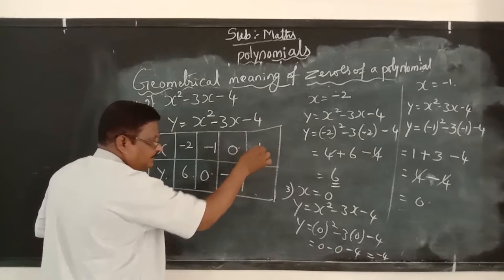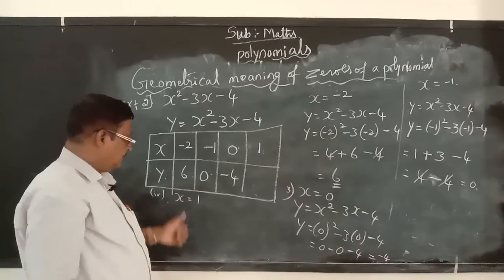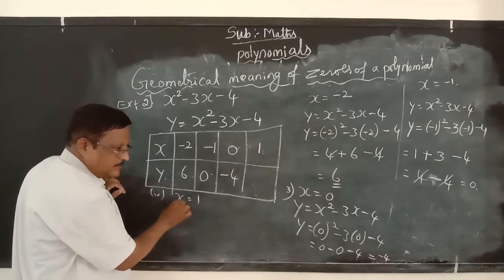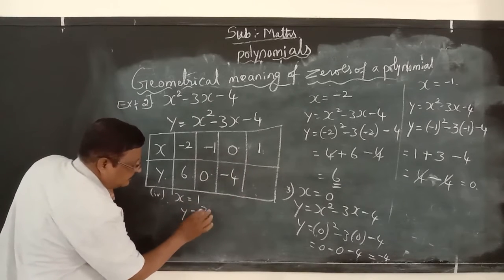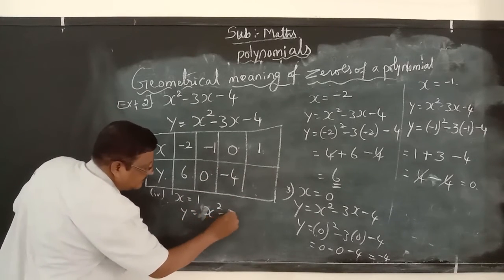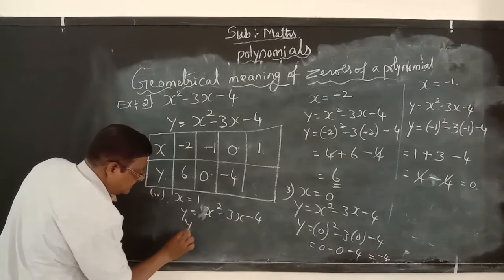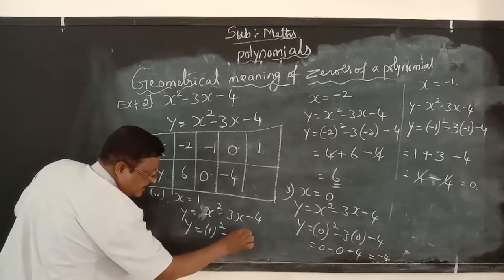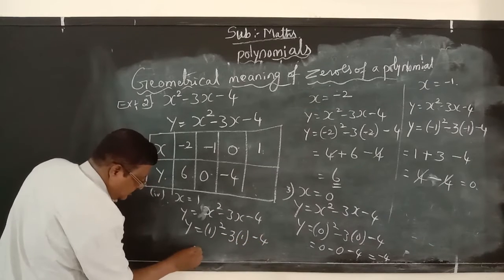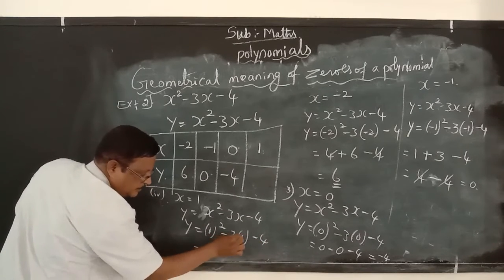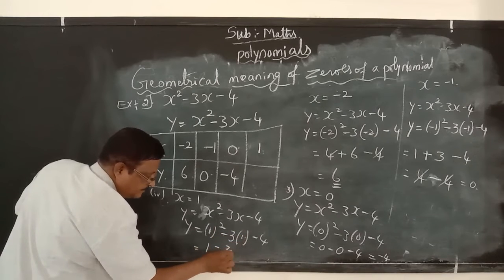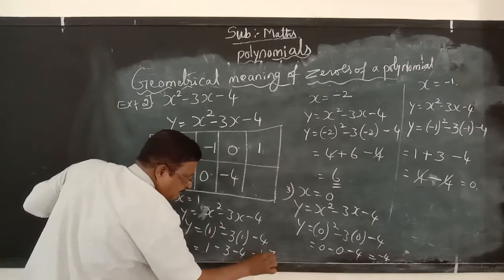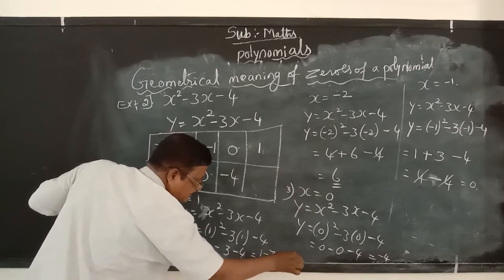x is equal to 1. Find the value of y. When x is equal to 1, you find the y value. y is equal to x square minus 3x minus 4, y is equal to 1 whole square minus 3 into 1 minus 4. 1 square is nothing but 1, minus into plus is minus, 3 ones are 3, minus 4. Here minus 4 and minus 3 is nothing but minus 7. 1 minus 7 is equal to minus 6.